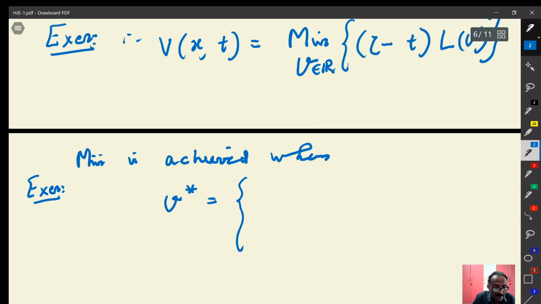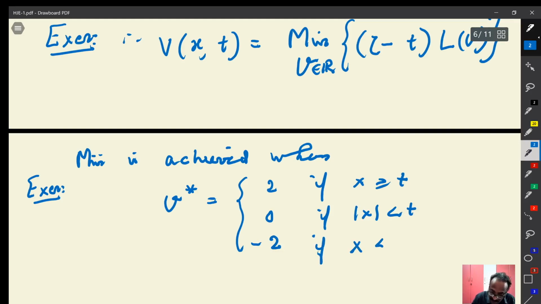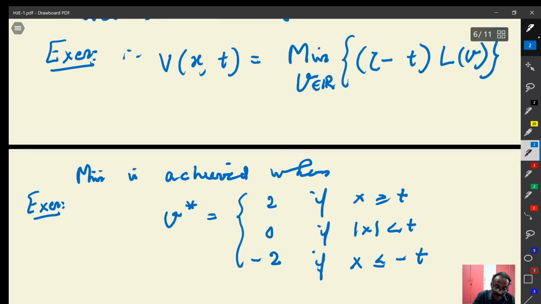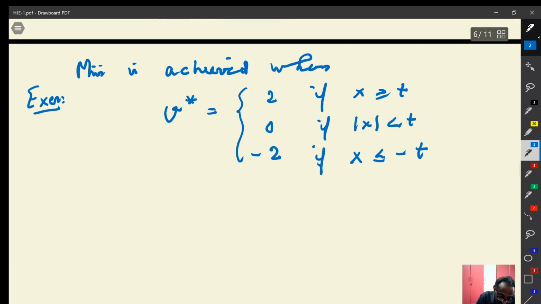So minimum will be 2 if x is greater than or equal to t, and 0 if mod x is less than t, and minus 2 if x is less than or equal to minus t. You see, so you get the minimum value. Minimum is achieved when V star is equal to, at that point, corresponding to that V star, this V star will give you the minimal trajectory x tilde.